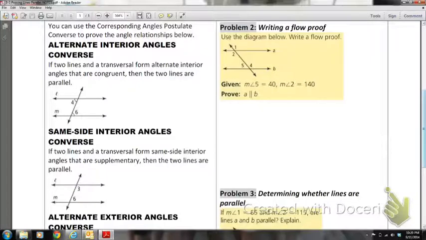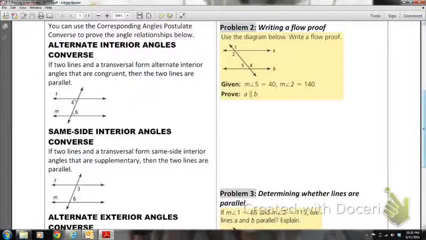So in problem 2, you're going to write a flow proof to prove that line A is parallel to line B, given measure of angle 5 is 40 and the measure of angle 2 is 140. So a flow proof shows the logical flow of a proof. You put your statements in a box and write the reason for making that statement underneath the box.